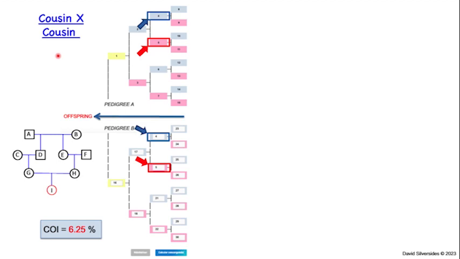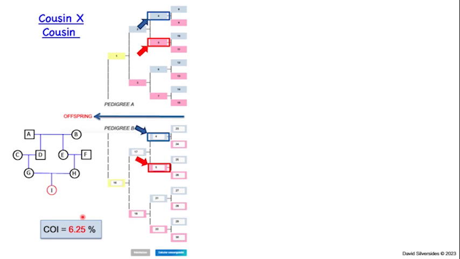Finally, we'll consider cousin-by-cousin mating. A conventional pedigree looks like this. A and B are the grandparents. They produce a brother and sister, who are the parents of the cousins. If the cousins are bred together, they will produce an individual, I, who will have an increased coefficient of inbreeding of 6.25%. Using the inbreeding calculator, this looks like this. Here are the original grandparents that are repeated on both sides of the pedigree. Here are the two cousins. If they are bred together, their offspring will have an increased coefficient of inbreeding of 6.25%.